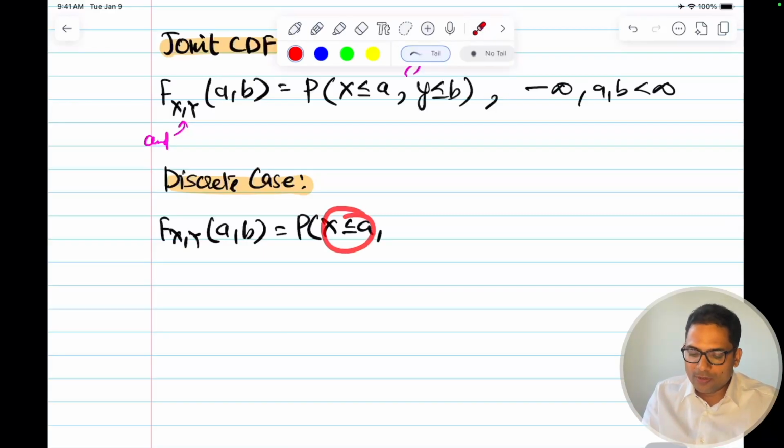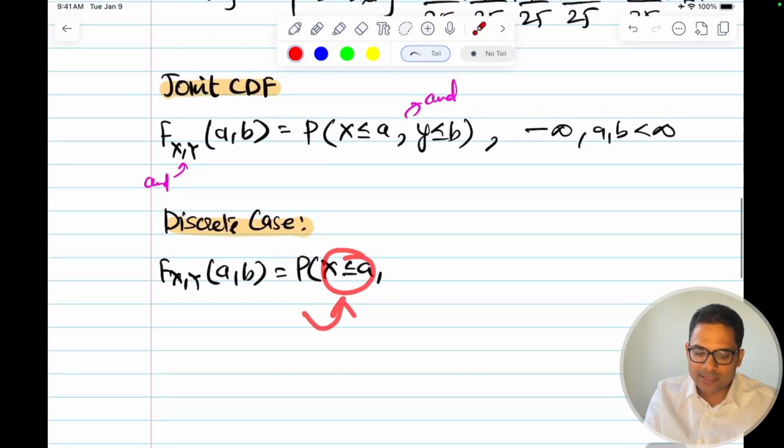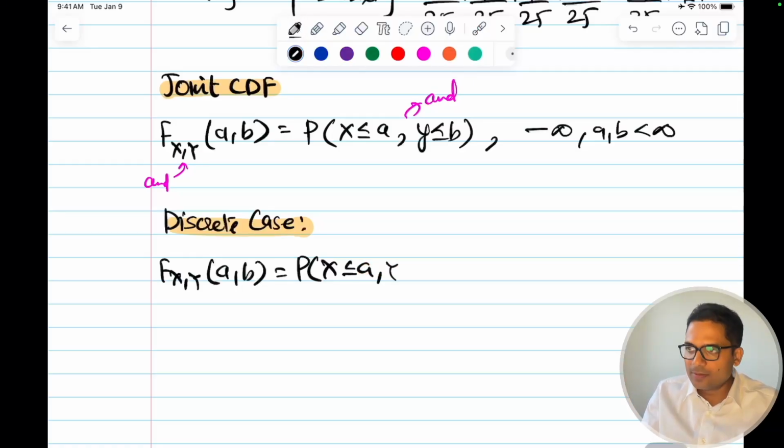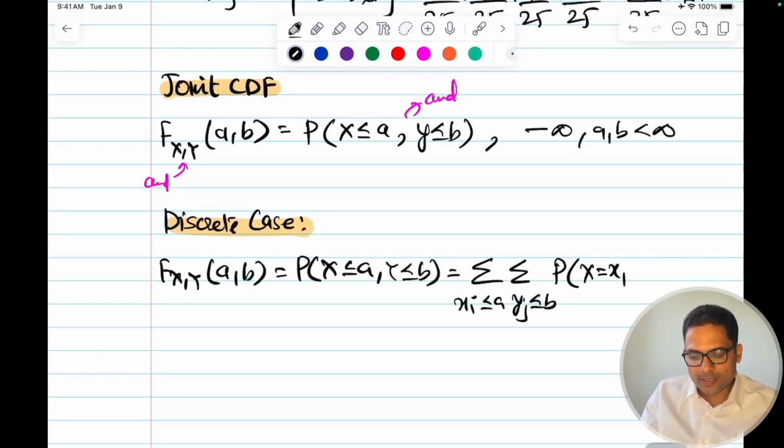Probability of all the values. This is cumulative, right? Remember CDF, cumulative distribution function, is a running sum of all the probabilities of all the values of X till A. So we sum it up, and Y will be less than or equal to B. How do we write it? Summation over Xi less than or equal to A, and summation over Yj less than or equal to B, of the probability of X is equal to Xi, comma Y is equal to Yj.